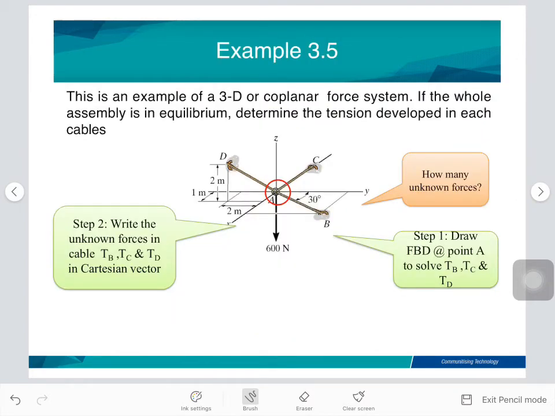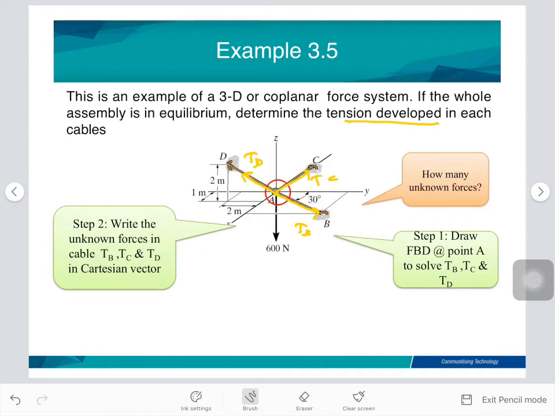Next, let's solve example 3.5. So here we are in 3D coplanar force. If the whole assembly is in equilibrium, determine the tension developed in each cable. So how many forces in the cable here? Here we also have 3. So we have TB, TC, and here we have TD.